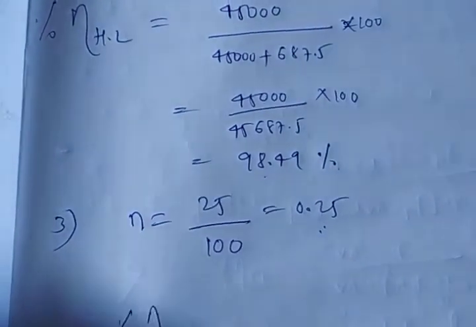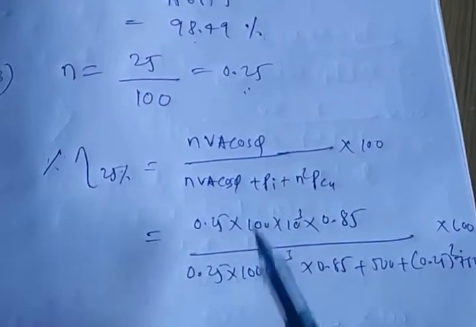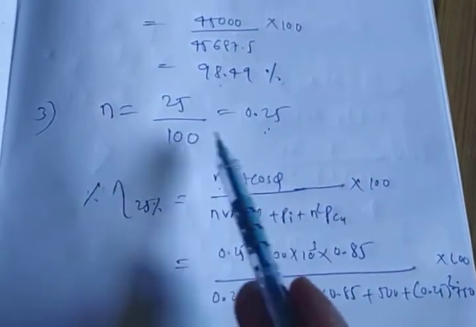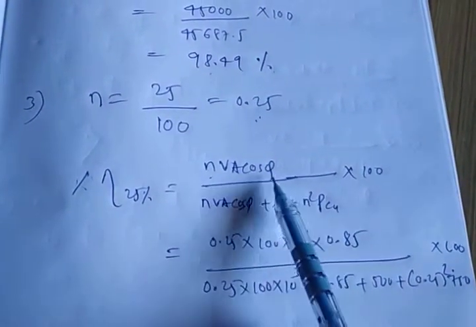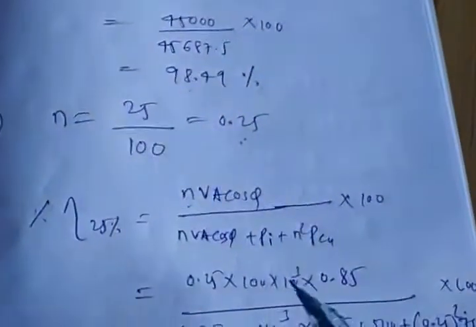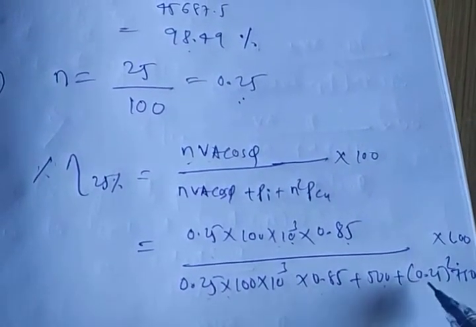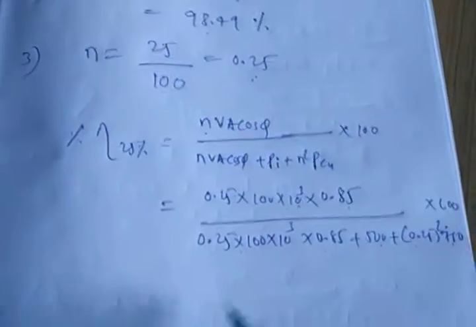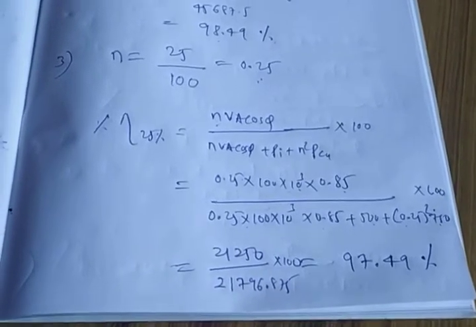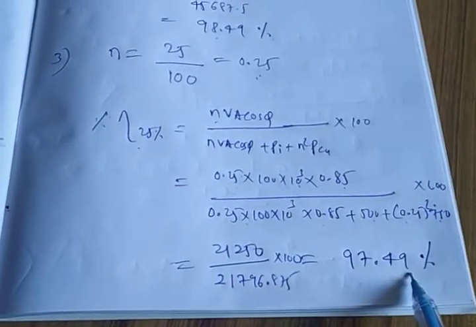So percentage of efficiency at 25% load, you will get N into VA. So I have written the formula again. N in this case 25% load, that's why 0.25 into VA means 100 into 10 to the power 3. Power factor is 0.85 because for 25% load, 0.85 power factor is given in the question. That's why you should take 0.85 only, divided by N into VA cos phi plus PI 500 plus N square means 0.25 whole square into PCU means 750 into 100. So simplify, you'll get percentage efficiency at 25% load 97.49%.